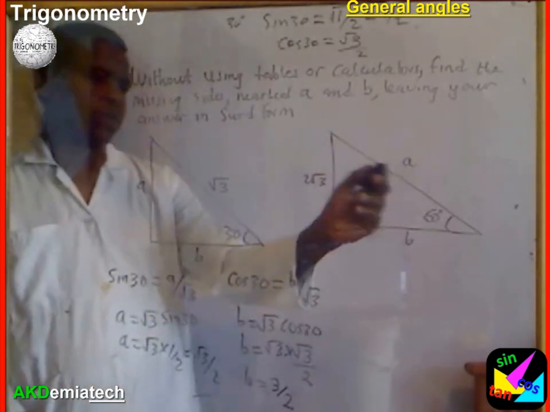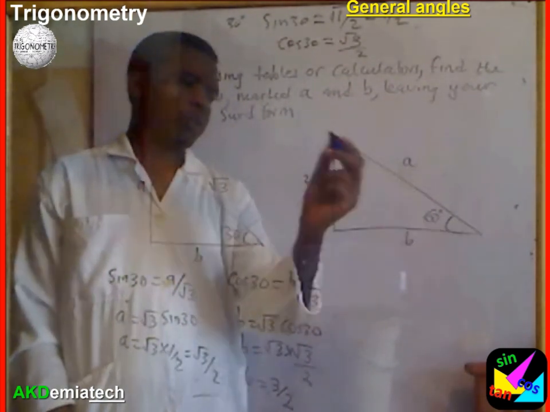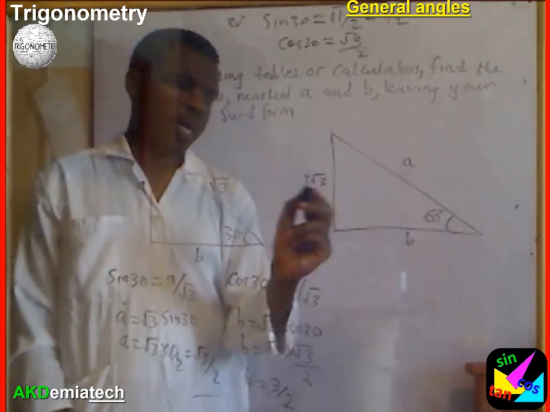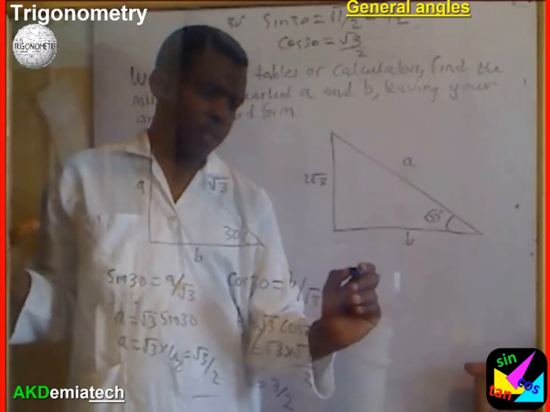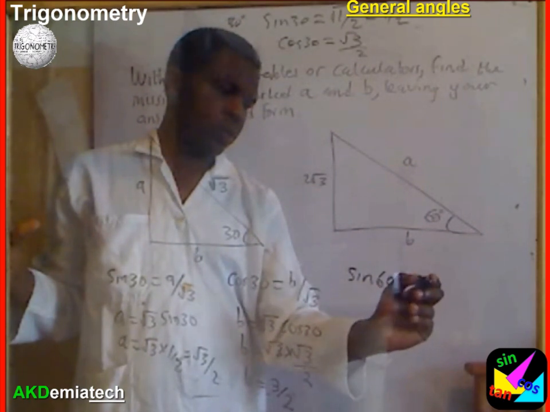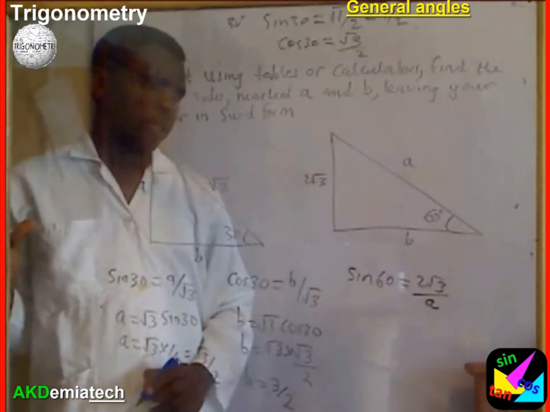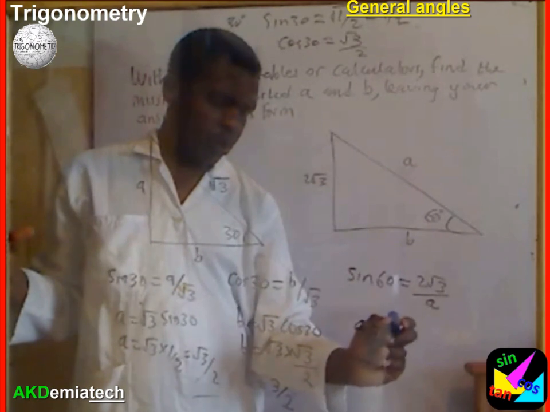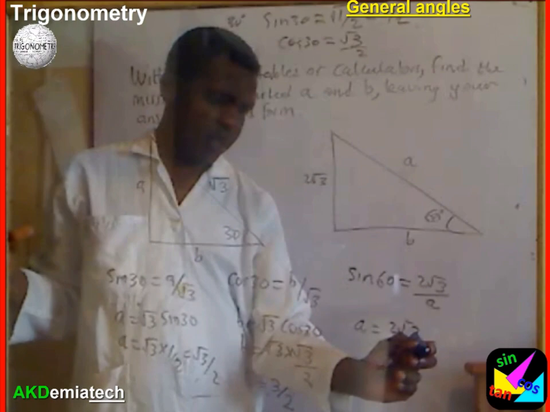Now let's try this other one here. A is my hypotenuse and B, and this is my opposite here. So I'll say sine 60 is equal to 2 root 3 all over A. So what is A? A is equal to 2 root 3 divided by sine 60.